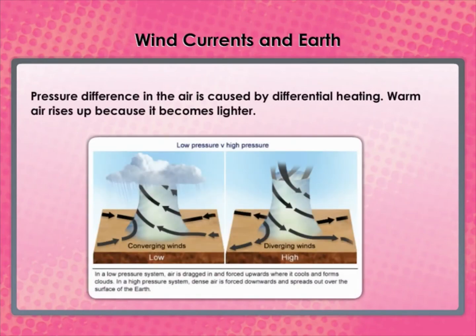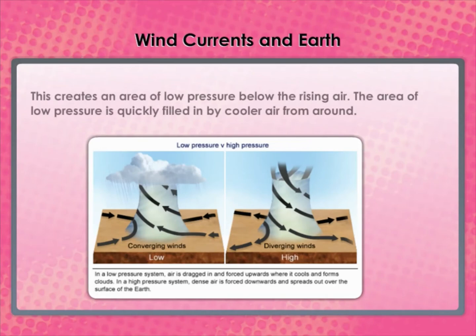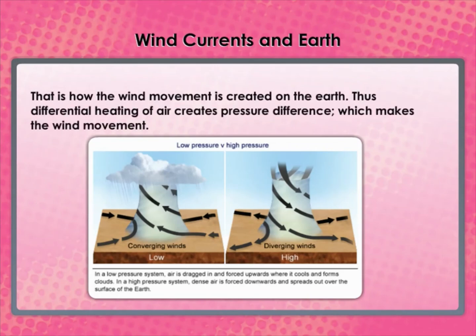Pressure difference in the earth is caused by differential heating. Warm air rises up because it becomes lighter. This creates an area of low pressure below the rising air. The area of low pressure is quickly filled in by cooler air from around. That is how the wind movement is created on the Earth. Thus, differential heating of air creates pressure difference, which makes the wind movement.